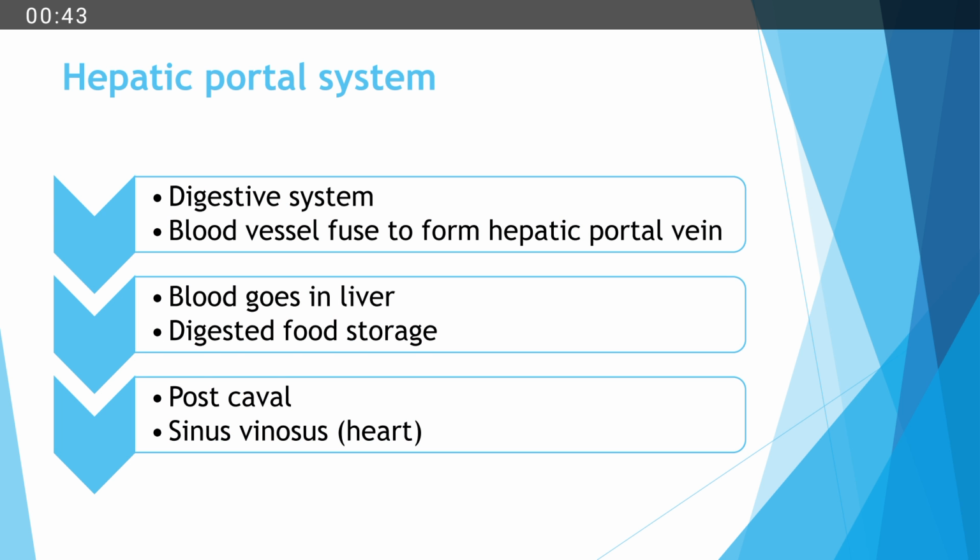The hepatic portal system is the system from which the blood is taken from the digestive system. So the blood from the digestive system should go into the heart, but before going into the heart, it goes into blood vessels which fuse to form the hepatic portal vein. Through the hepatic portal vein, blood goes into the liver, where all of the digested food which is taken from the digestive system is stored. Then the blood from the liver is poured into the post caval vein, and the post caval vein pours that blood into the heart chamber, which is known as the sinus venosus.